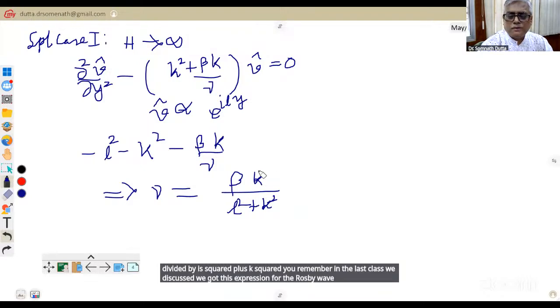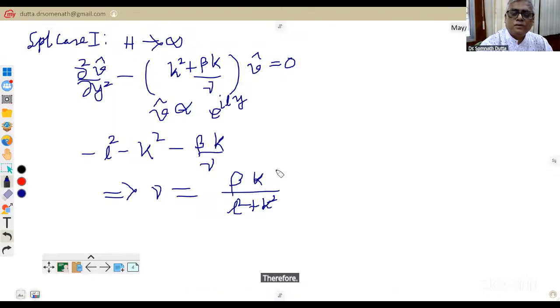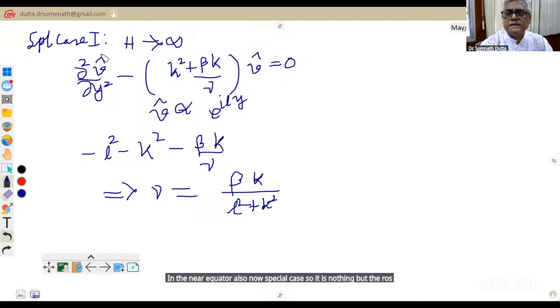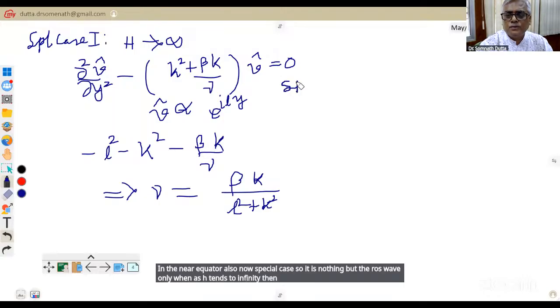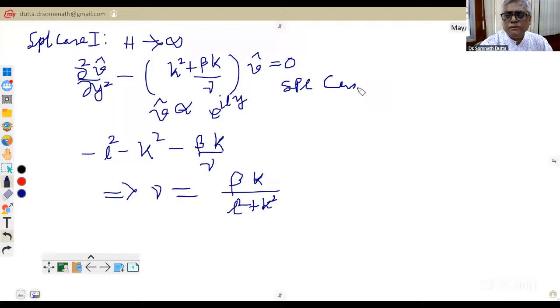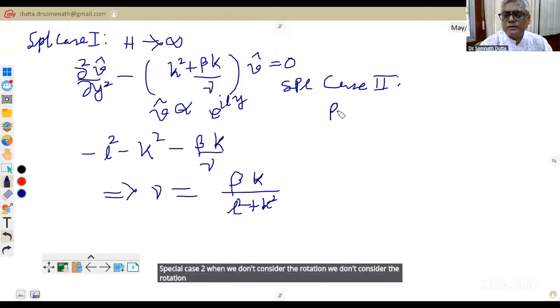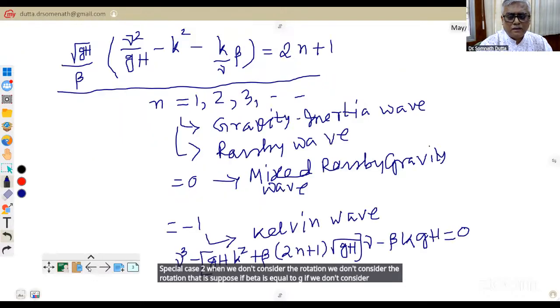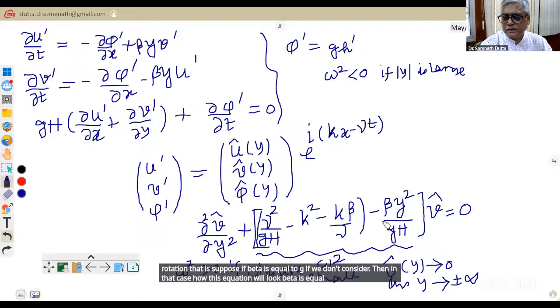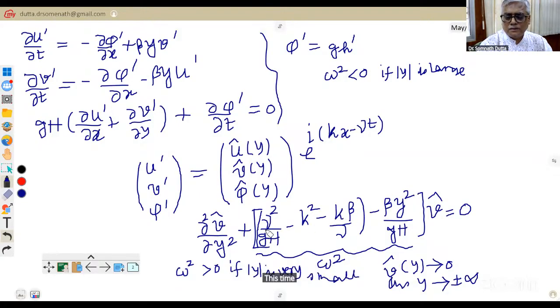So Rossby wave dynamics remains the same near the equator also. It is nothing but the Rossby wave only when h tends to infinity. Now special case 2, when we don't consider the rotation. That means if beta is equal to 0, then how will this equation look? Beta equal to 0 means this term will be 0, and this term will also be equal to 0. So only these two terms will remain. Okay, fine.